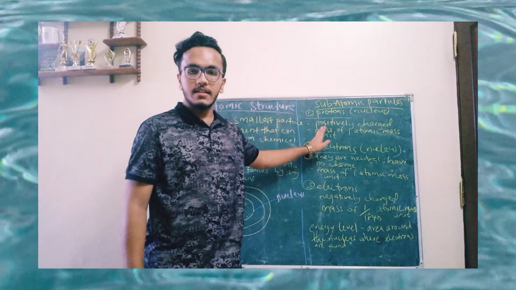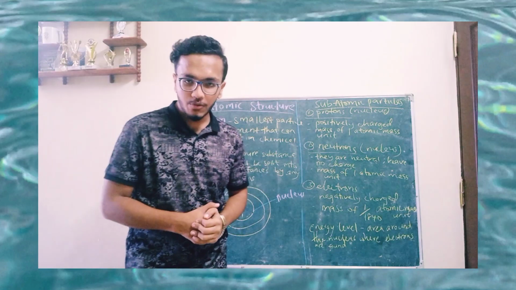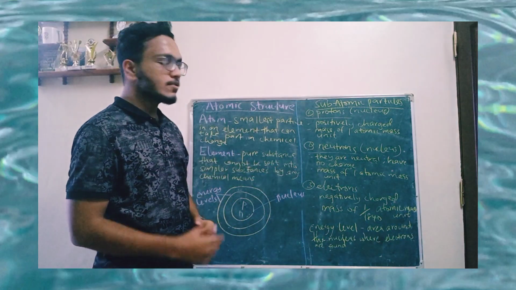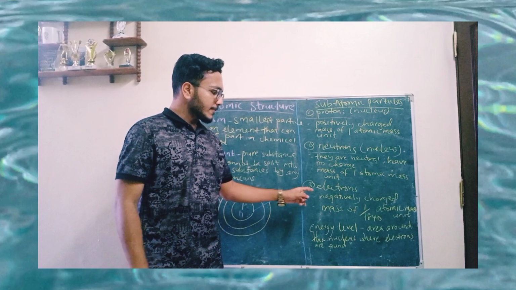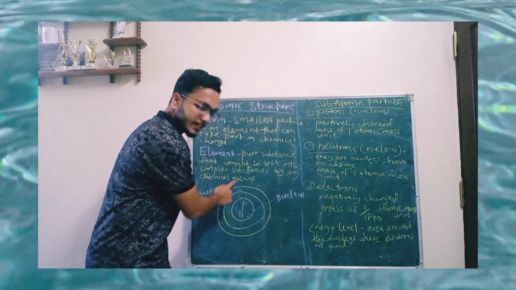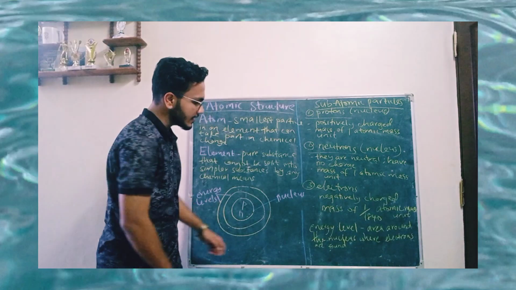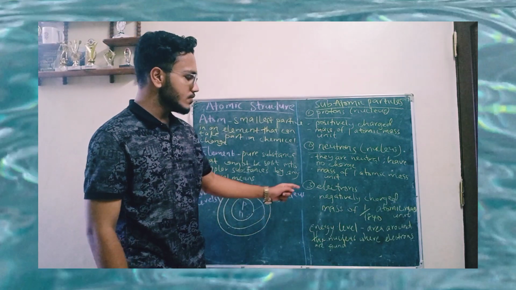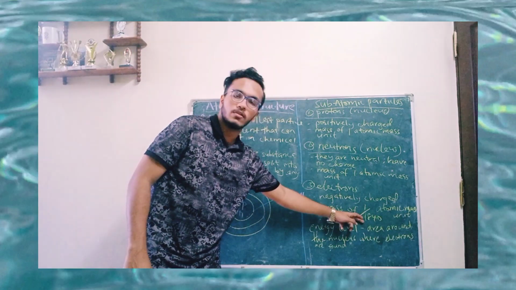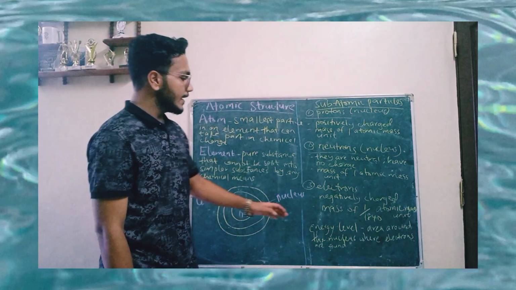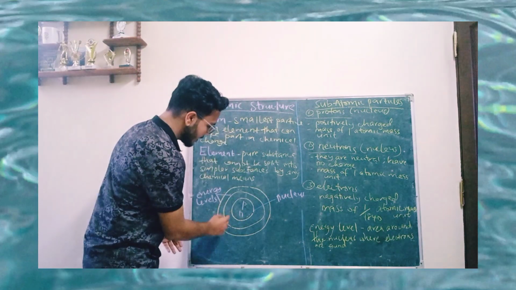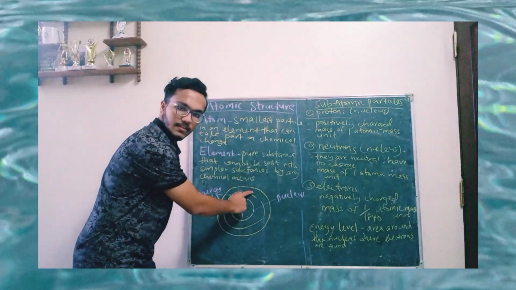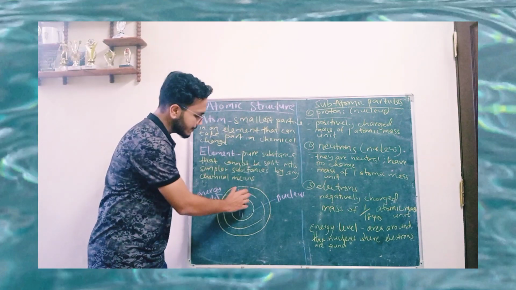Protons are positively charged and they have a mass of 1 atomic mass unit. We go to neutrons. Neutrons are neutral, they have no charge and they have a mass of 1 atomic mass unit. Electrons are found on the energy levels and they have a negative charge. Their mass is very light compared to protons and neutrons, which is a mass of 1 over 1840 atomic mass unit. An energy level is an area around the nucleus. These are energy levels, this is the nucleus. So an energy level is an area around the nucleus where electrons are found.